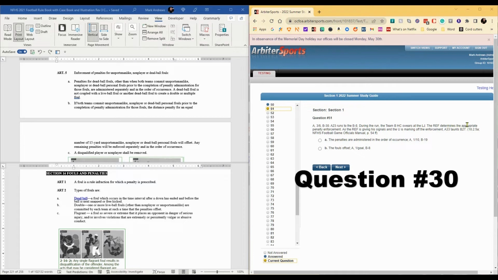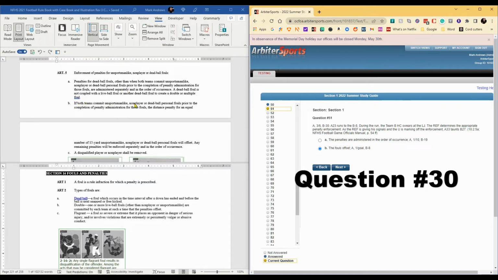The referee determines the appropriate penalty enforcement, and as the referee is giving his signals and U is marking off the enforcement, A 33 taunts B 27. And rule reference is 1025A, and I don't know what this is. I think this might be the NFHS mechanics manual, which we don't use. But regardless, if you look at 1025A, it kind of tells you, but if you look at B, it tells you exactly.